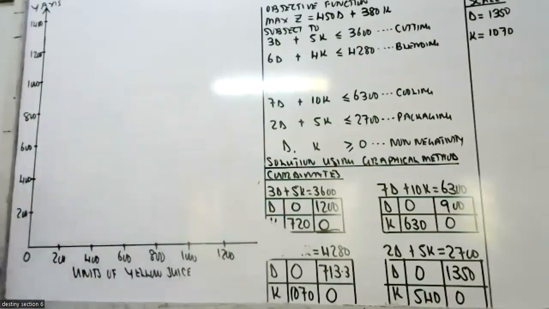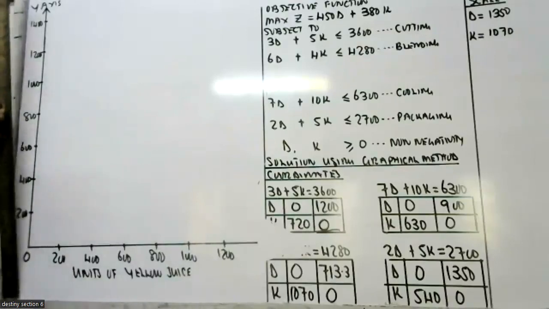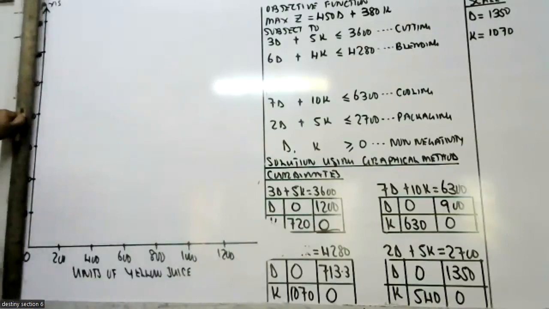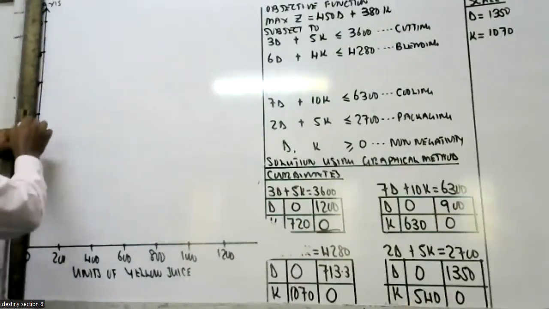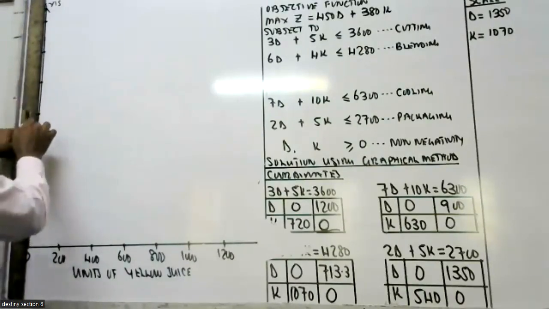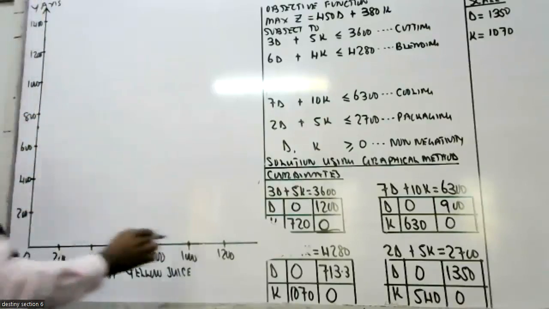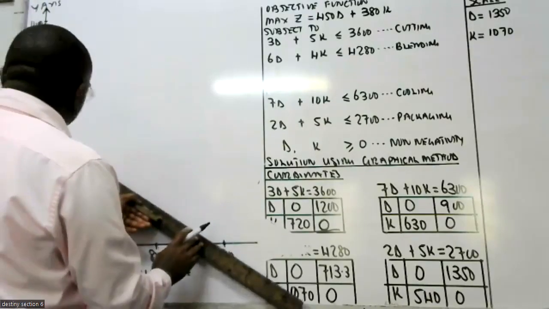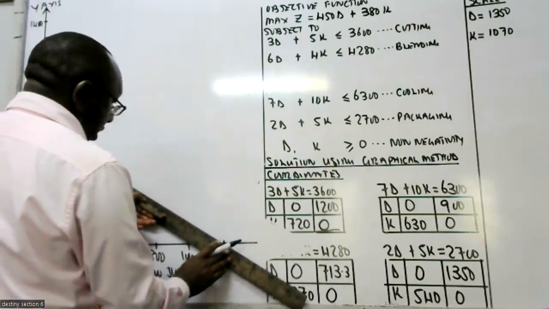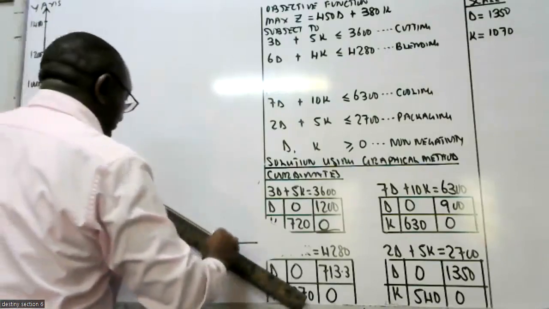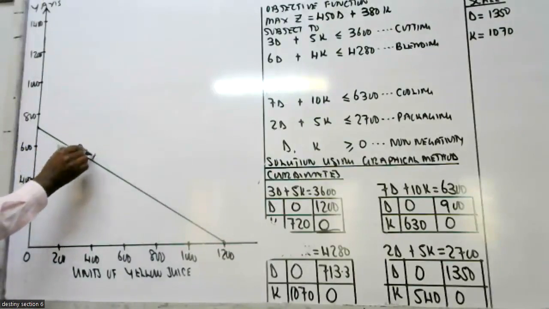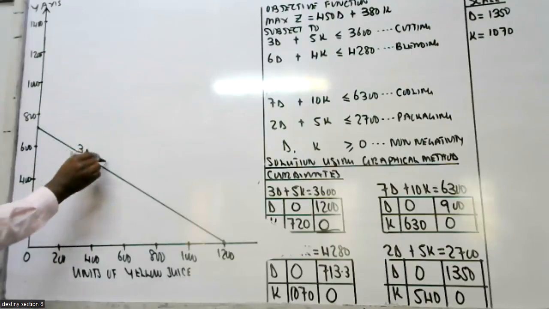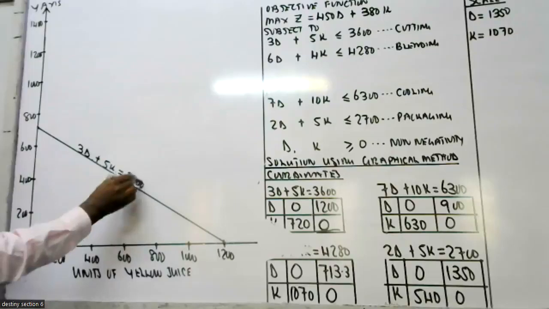So let me plot this so that I'm able to grab when D is 0, K is 720. So according to my graph here, this is where I have 700. 1, 2, 3, 4, 5. So each is 20. So 720 is here. And the 1,200 is here. So when I use my ruler, a very good way, I will be able to say something like this. And I come here and say this is 3D plus 5K is equal to 3,600.